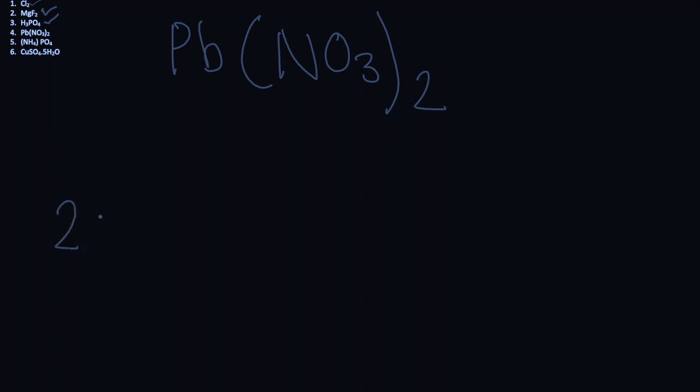For number 4, we have Pb(NO3)2. This is also known as lead nitrate. If you look at your periodic table, you will see that the atomic mass of lead is 207.2. Plus, we write the atomic mass of nitrate. So let's look at here. For nitrate, we don't actually have 1 mole of nitrate.